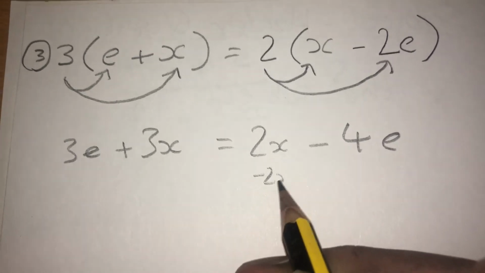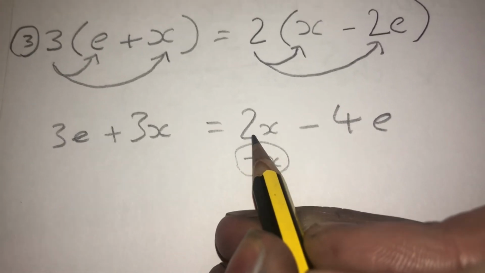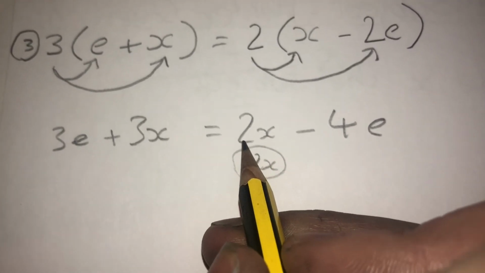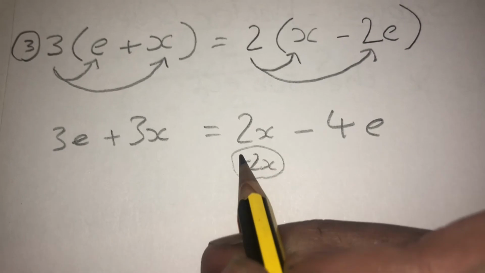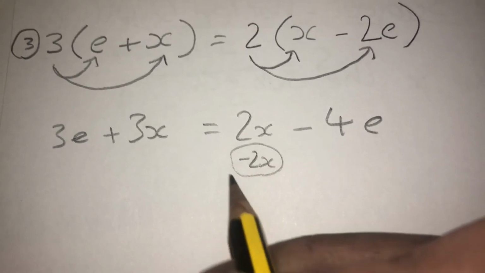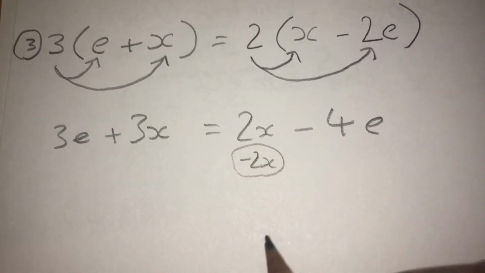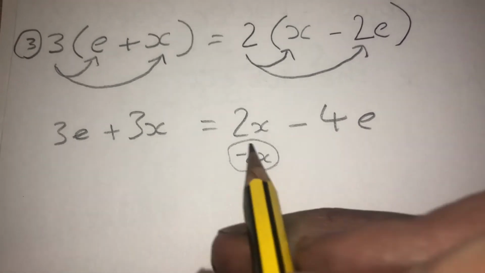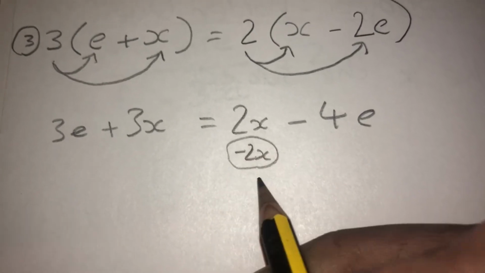I'm going to get rid of this 2x now. Because the 2x is a positive 2x, just be careful, that minus is in reference to this 4e. This is a positive 2x. So what I have to do to get rid of it is subtract 2x. Don't be thrown by that minus. That minus is to do with that 4e.